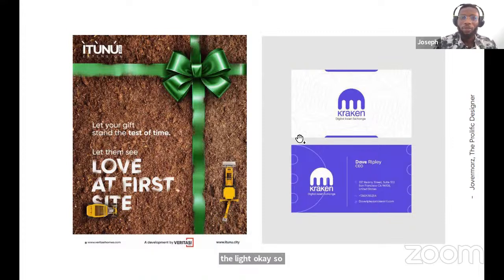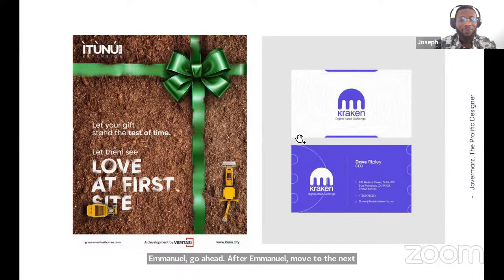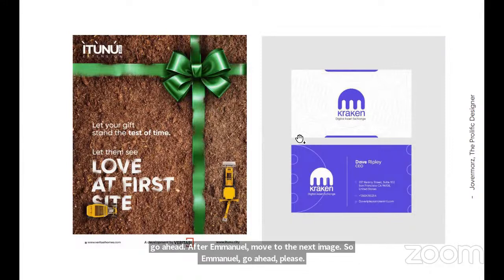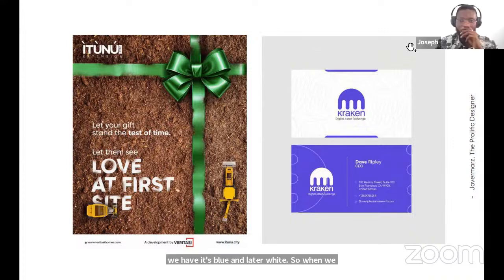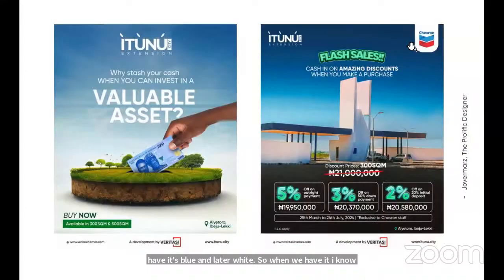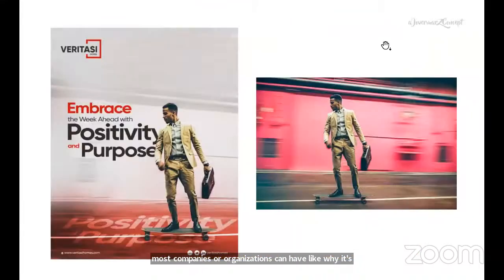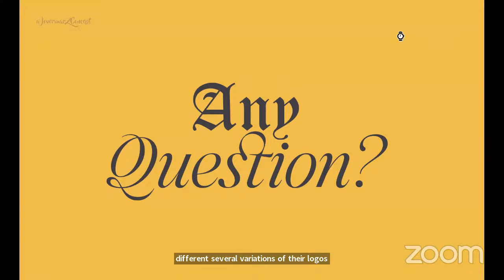Emmanuel, go ahead. After Emmanuel, we'll move to the next image. So Emmanuel, go ahead, please. Okay, I would like you to just throw more light concerning logos. One thing I've taken notes of is that most of their logos are in white variations. But then this one now, we have it blue and later white. So I know most companies or organizations can have several variations of their logos. So how do we play around with them?